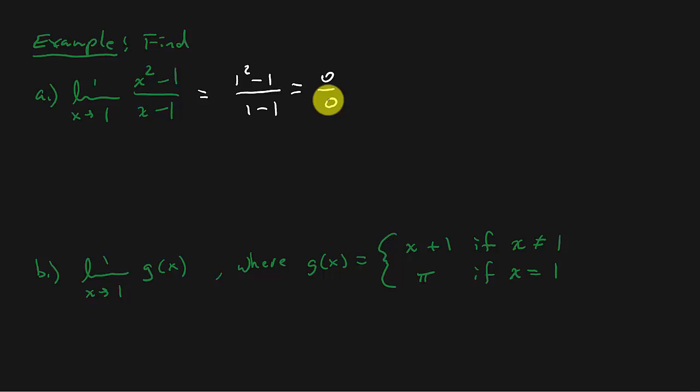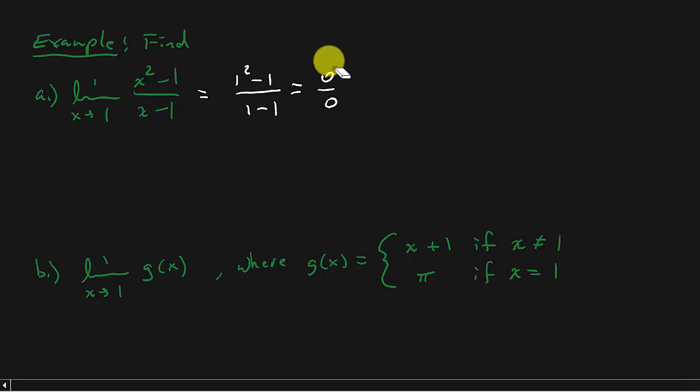Now, whenever you're finding limits, if you plug that number in and you get 0 over 0, this is what my calculus teacher told me, and I've always remembered this. If you plug it in and you get 0 over 0, do something else. Okay? Do something else.